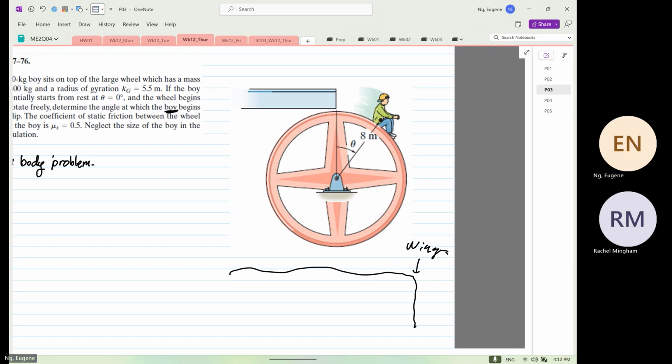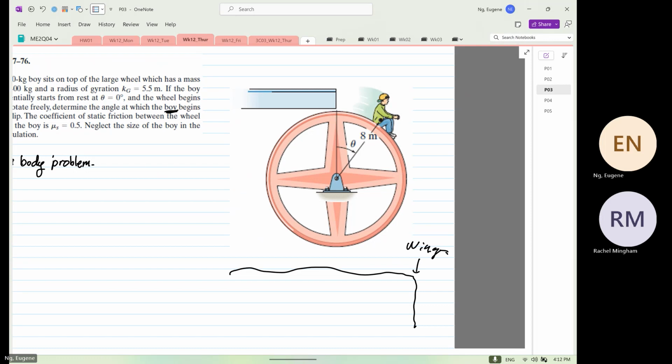So looking at the summary that we have done, what coordinate system will you use? NT, yes or no? Why did you decide to use NT? Because it's rotating about what? Agree? Okay, so we start from there. Same thing like before, right? We analyze the free body diagram, okay?